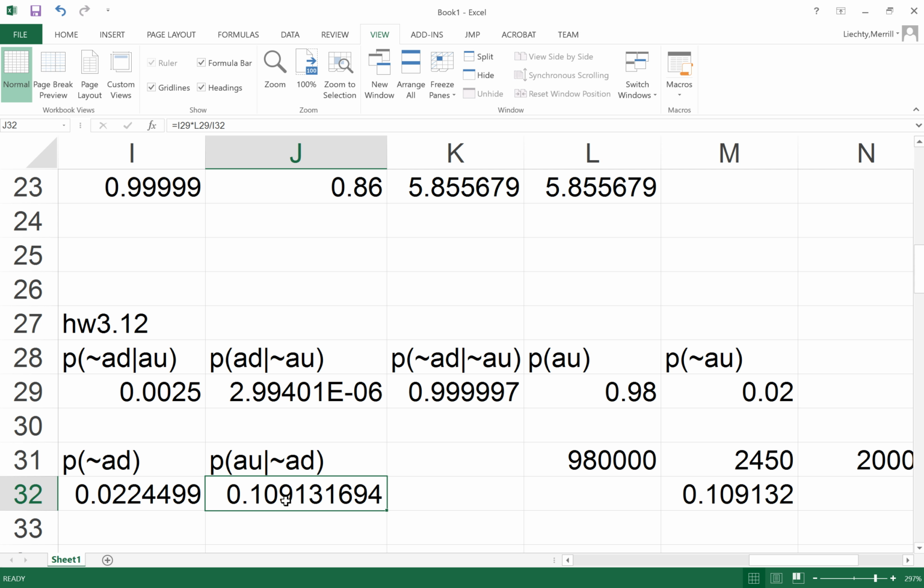Well, of those that don't have the disease, given you don't have the disease, what's the probability of a positive test result? It's 0.01. So 0.01 of a million is still pretty big, isn't it? 1% of a million is 10,000. If you do have the disease, then the probability you're going to come back with a positive test result is 99%.